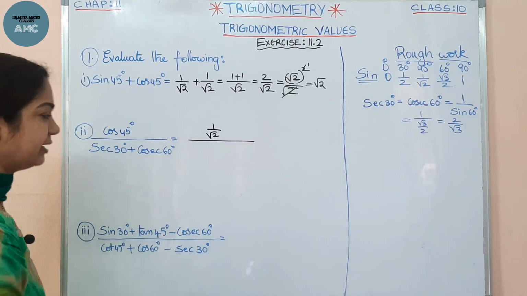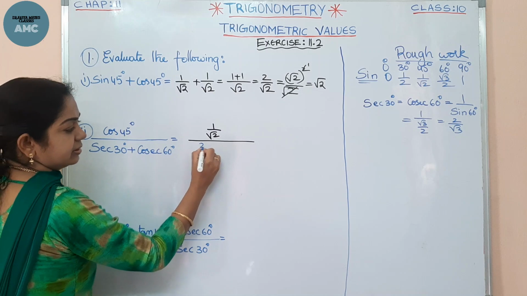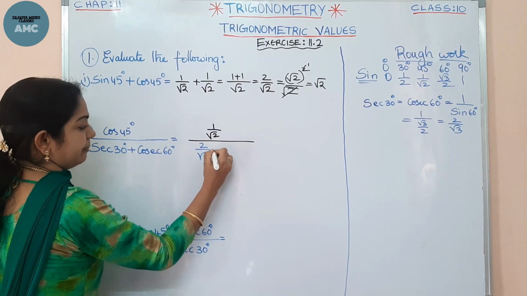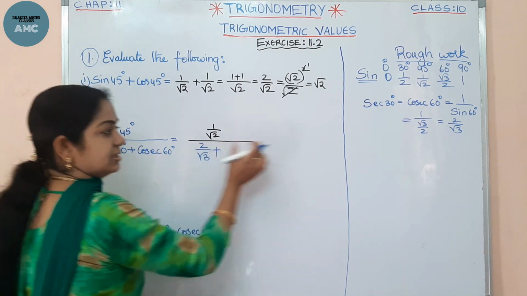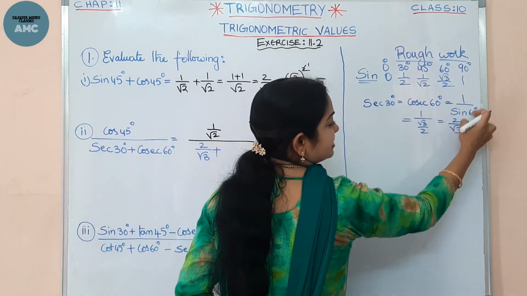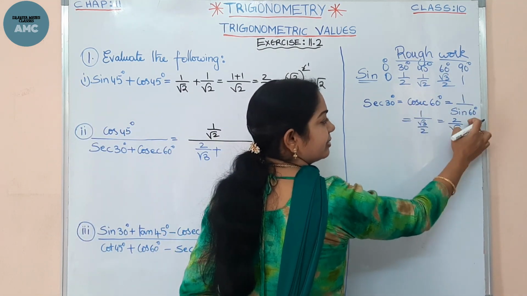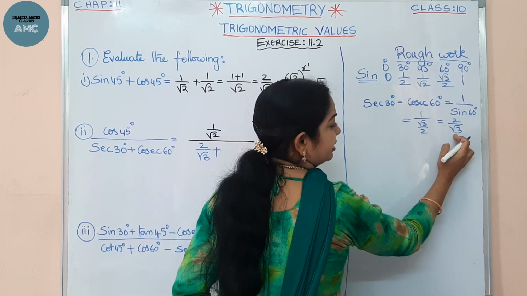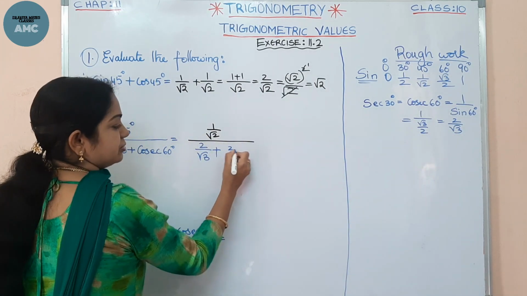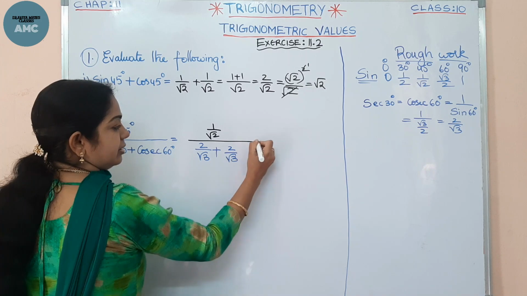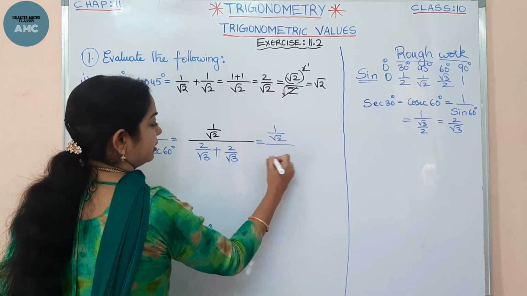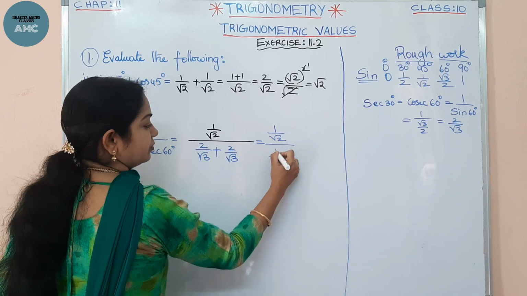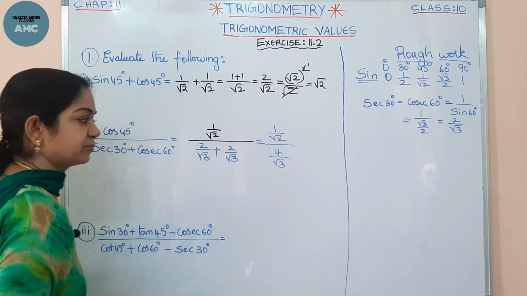Do that in the rough part and just substitute the values here. 2 by root 3 here plus. Now cosecant 60. Here cosecant 60 is 1 by sine 60 because they are multiplicative inverses. So the same thing, 2 by root 3. Okay. Now here take 1 by root 2. Here if you take root 3 as the common denominator, 2 plus 2 is 4.